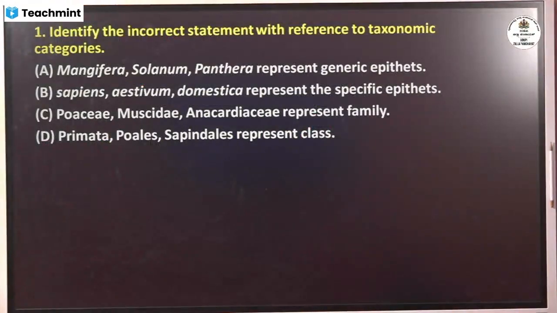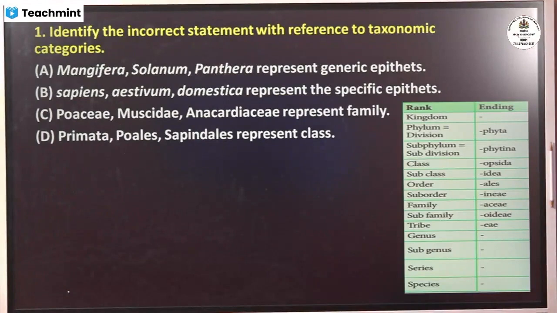Identify the incorrect statement with reference to taxonomic categories. Mangifera, Solanum, Panthera represent generic epithets. Sapiens, Aestivum, Domestica represent the specific epithets. The first one is generic epithets. Poaceae, Mercedaceae, Anacardiaceae represent family. Primata, Poales, Sapindales represent a class. So which is the incorrect one?